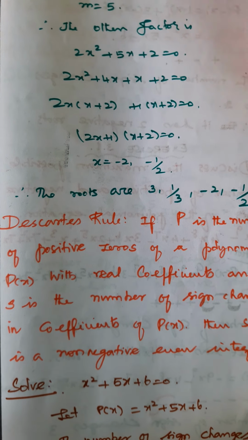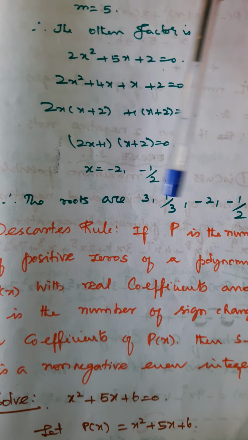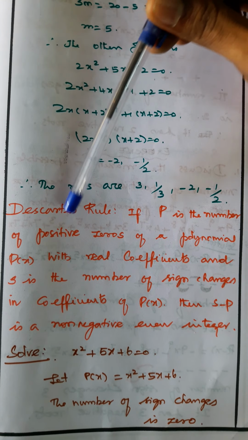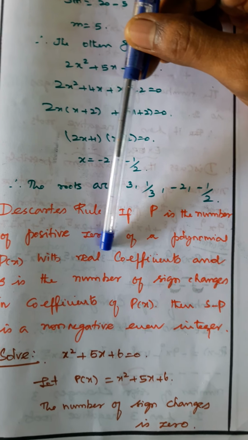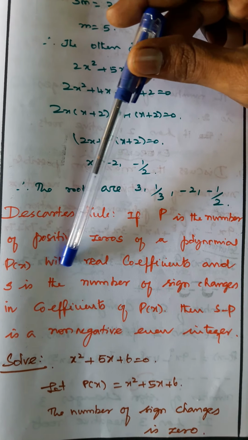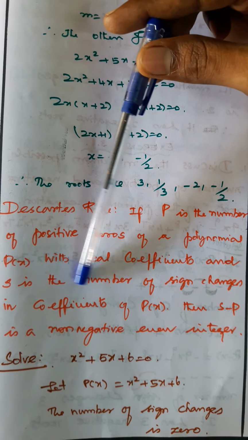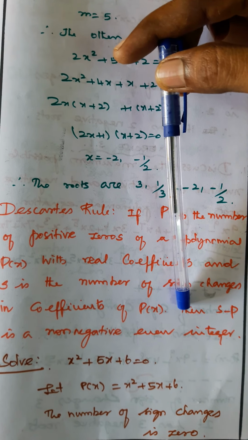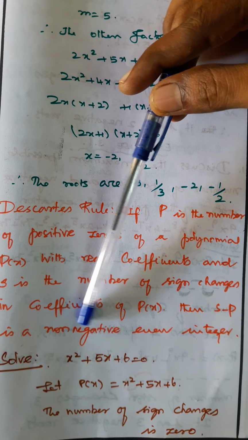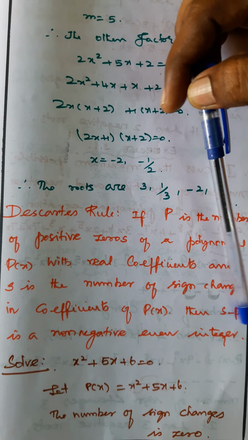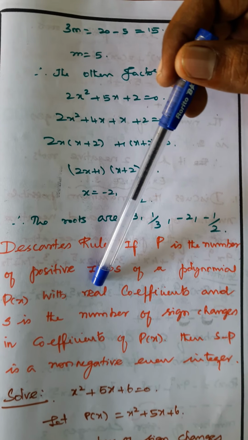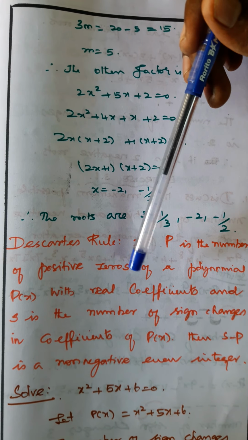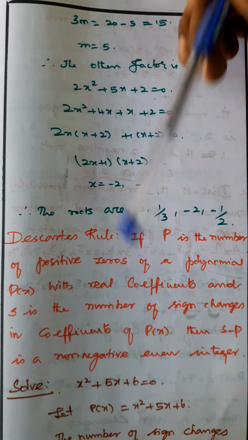Now we have one rule, that is Descartes' rule. If b is the number of positive zeros of the polynomial p of x with real coefficients, and s is the number of sign changes in the coefficients of p of x, then s minus b is a non-negative even integer. This is one of the rules. It's a 2-mark question. It will decide the number of positive roots and negative roots of any equation.